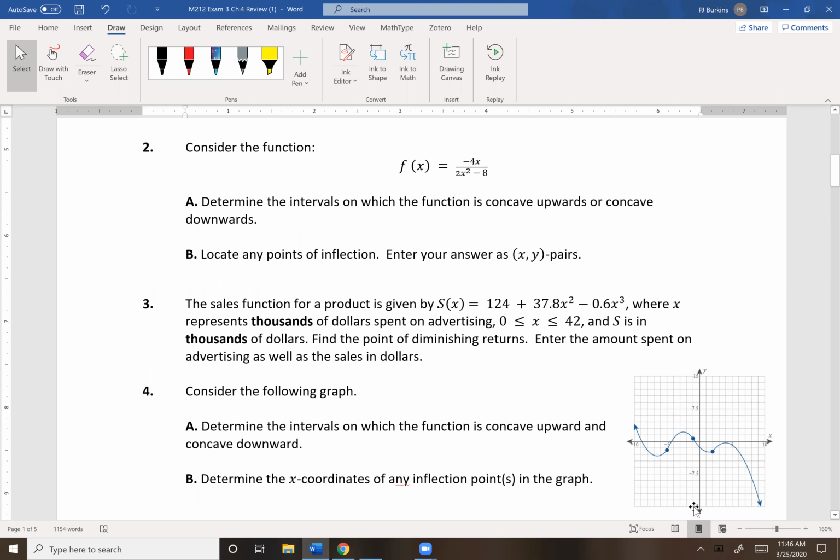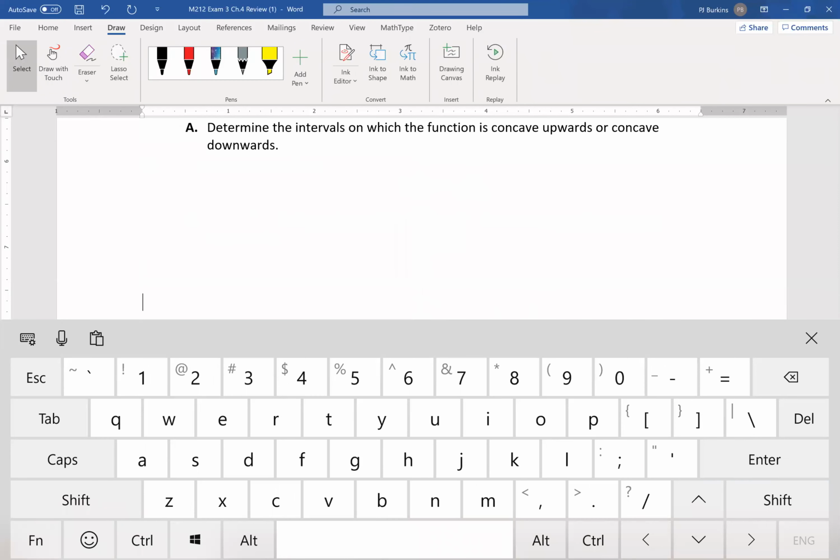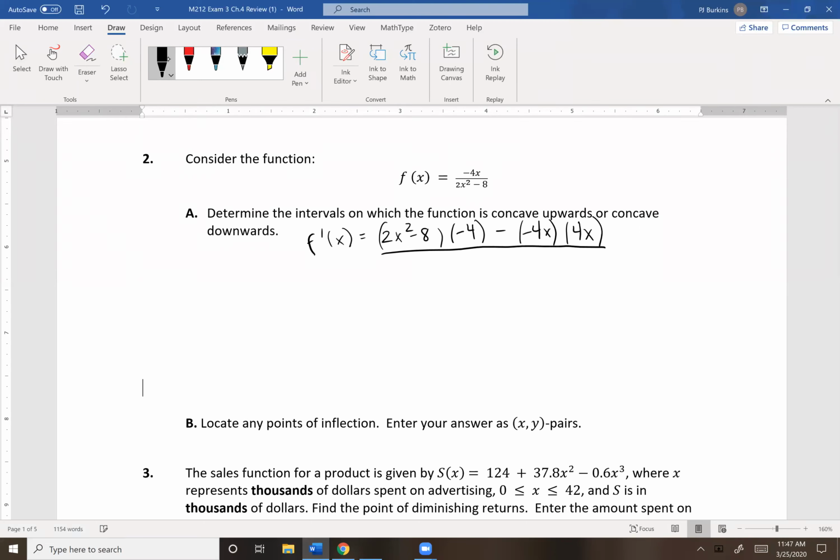So again, let me make some space here. Alrighty. We've got to find f prime. That's going to be low times d high, minus high times d low, all over the denominator squared.